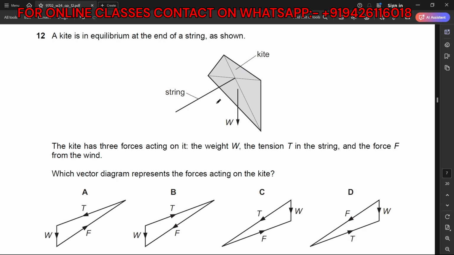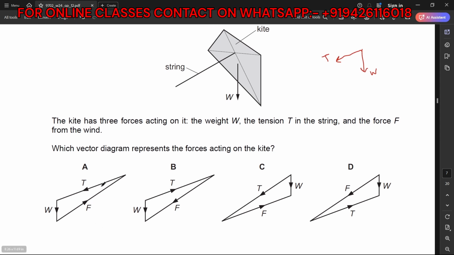Now for question 12, it states that a kite is in equilibrium at the end of the string as shown. Now there is a weight component over here. There is a string because of which the tension is going to act in this direction, and then there is a force from the wind, and because it's an equilibrium there will be a closed triangle, which means there will be a complete loop that will be followed. Okay, so the whole cycle will be completed.